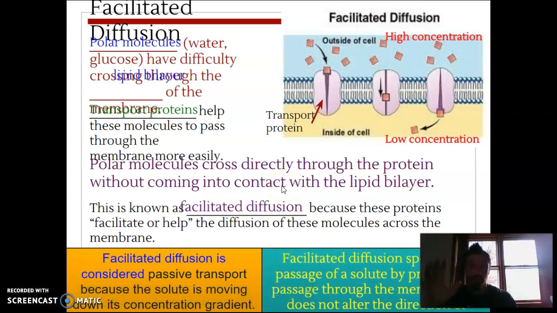And again, these are polar molecules, charged molecules that can't get into the cell otherwise because of our lipid bilayer, the macromolecule that doesn't interact with water because it's hydrophobic, doesn't interact with any charged molecules because it's hydrophobic. So these transport proteins help get your cells what they need.